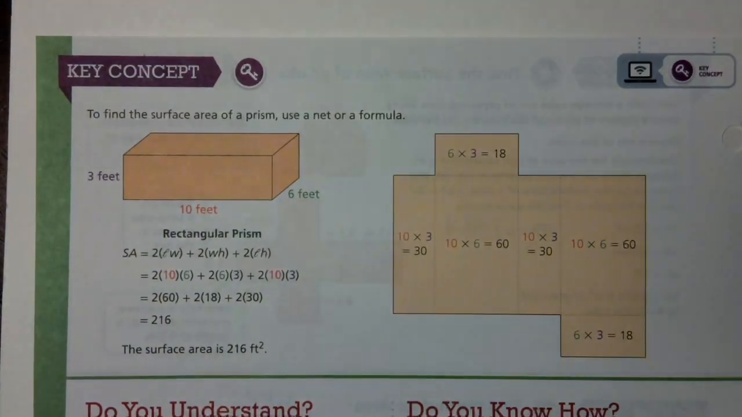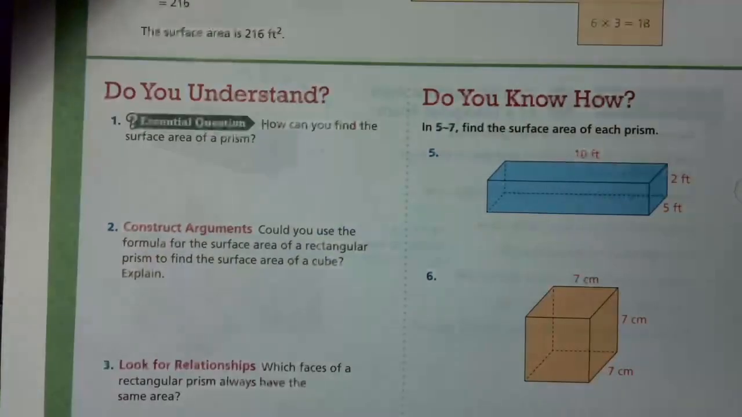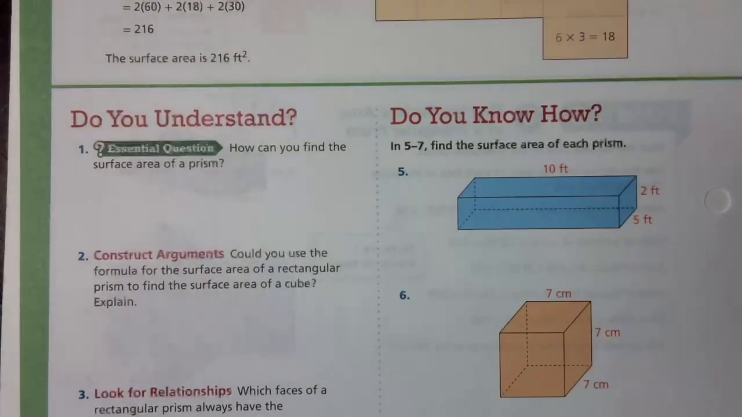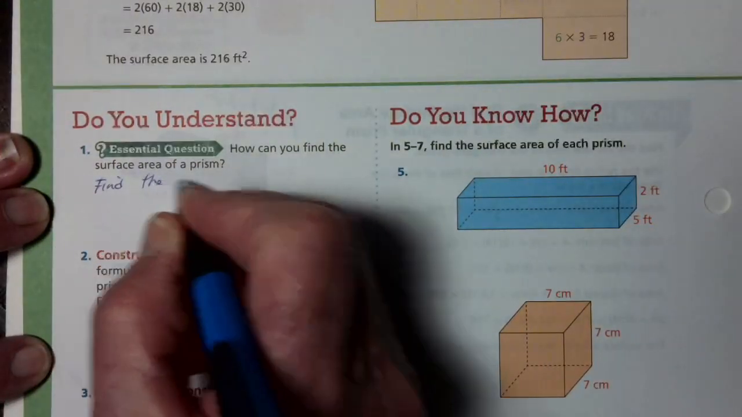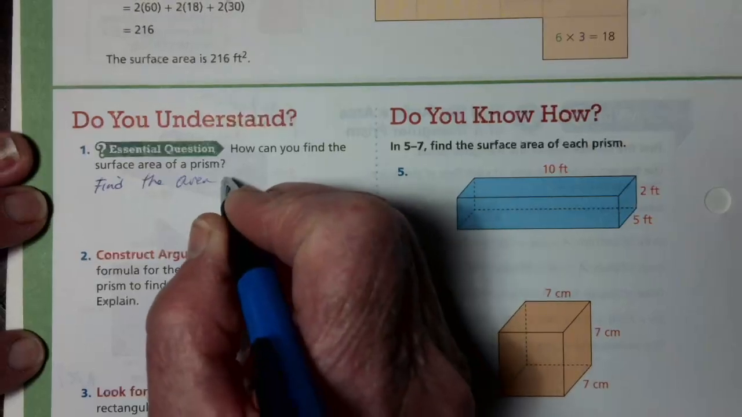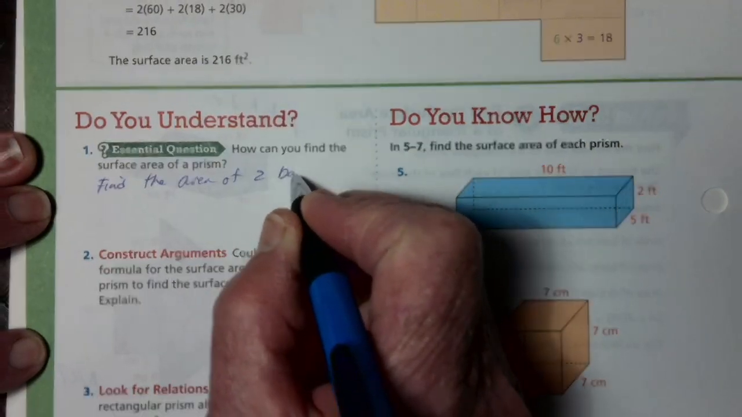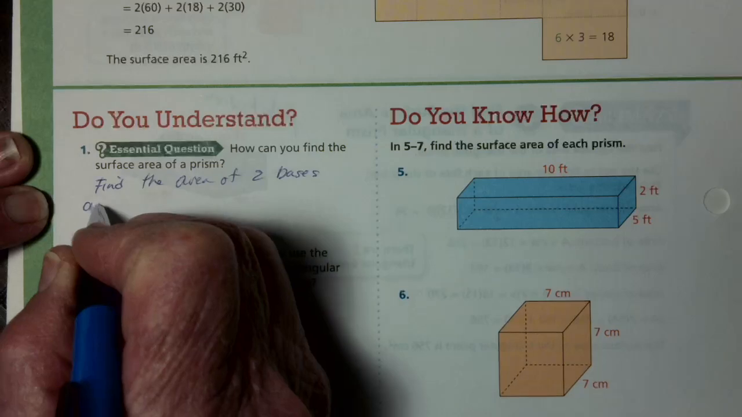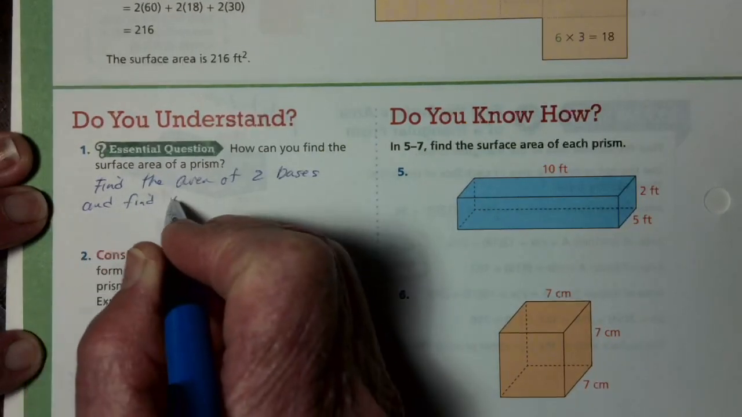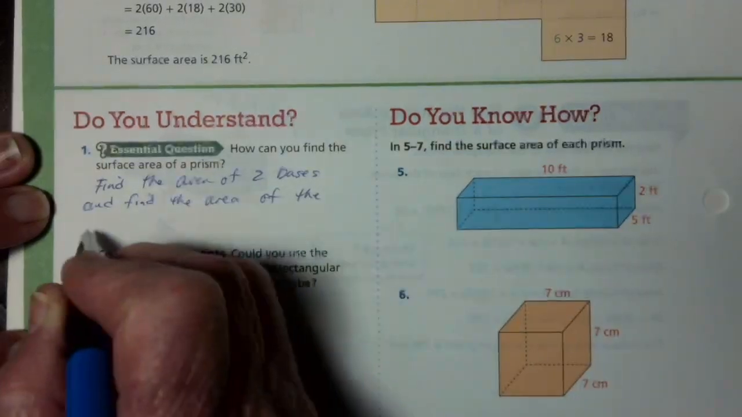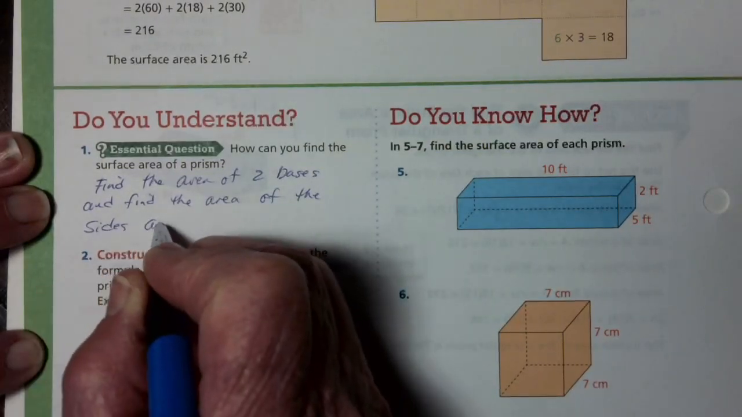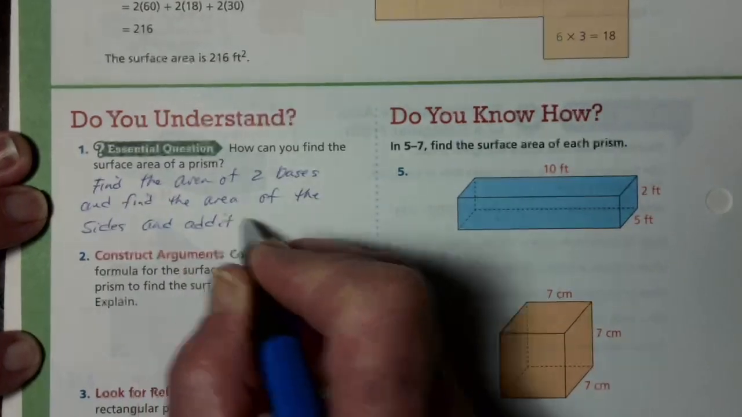Okay. Let's go to the do you understand. How can you find the surface area of a prism? How can we find the surface area of that right there? We're going to find the area of the two bases, find the area of the sides, no matter how many of them there are, and add it all up.